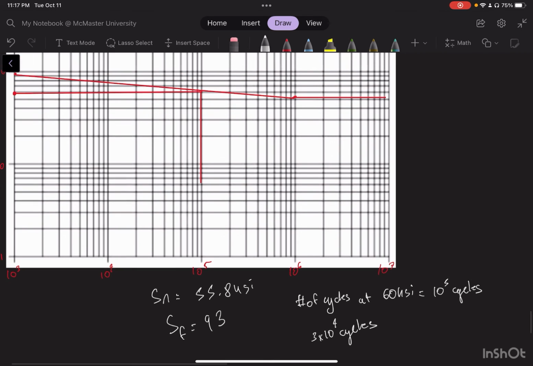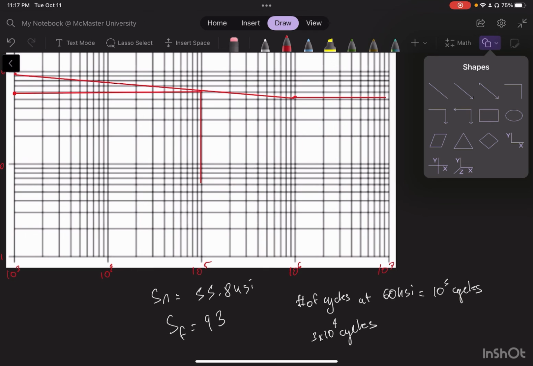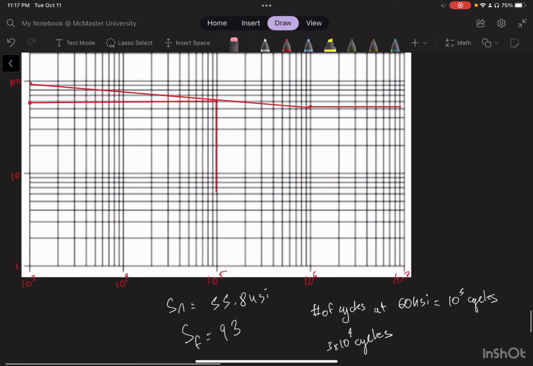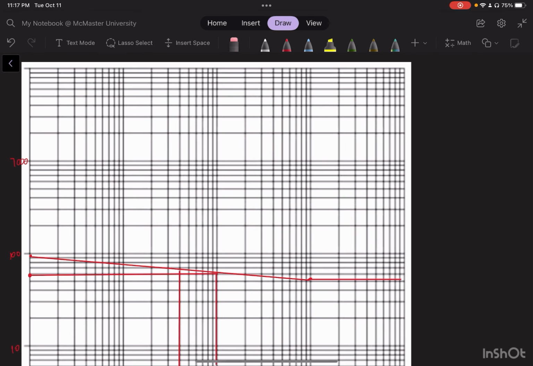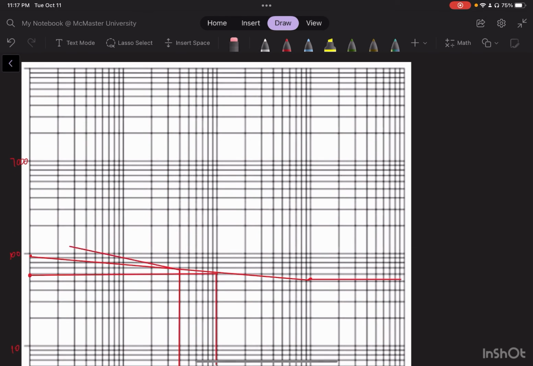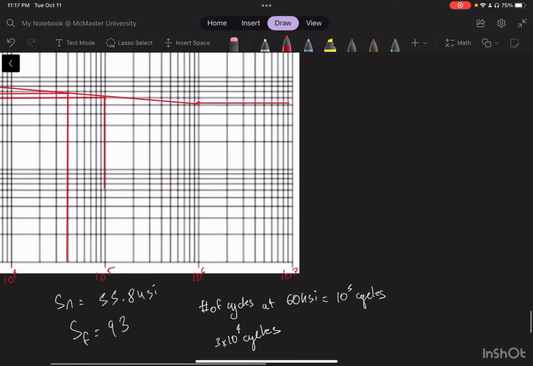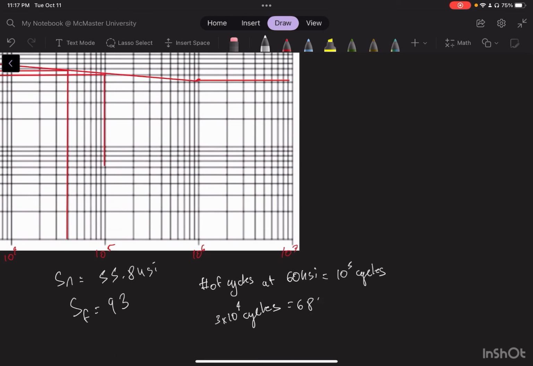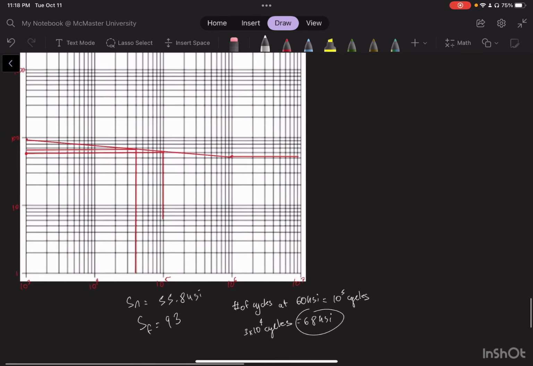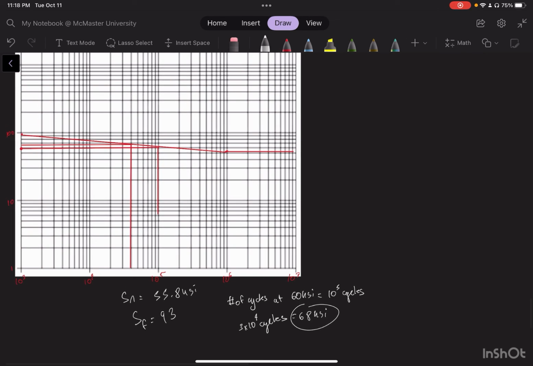And to find 3 times 10 to the power 4 cycles, we start off at 3 times 10 to the power 4, which is here. Go up to the Sn curve, and then we make a horizontal line from that point onwards to about there, which we can say is around 68 KSI. That's how you draw an Sn curve, find the coefficients, and use the Sn curve to find the number of cycles or the stress. Thank you for listening.